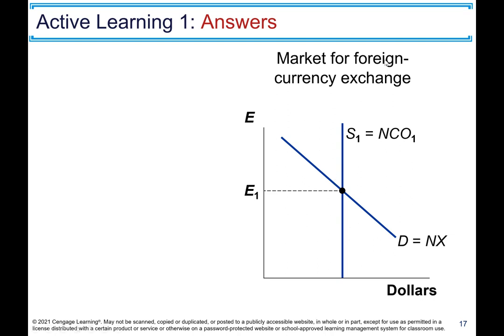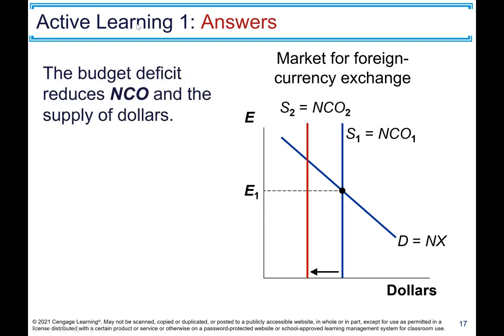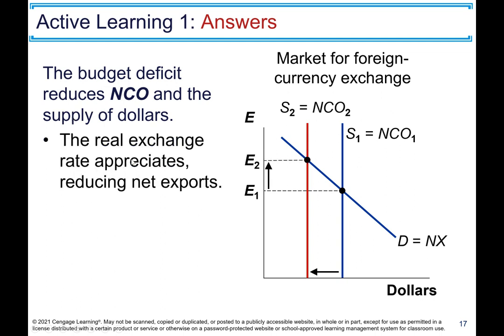Let's look at the answer. Market for foreign exchange: there is a downsloping demand for dollars, or net exports, and the vertical supply of NCO, and the equilibrium is at E1. The budget deficit reduces NCO and the supply of dollars, shifting S to the left. The real exchange rate appreciates, reducing net exports. Exchange rate goes from E1 to E2. The dollar appreciates.